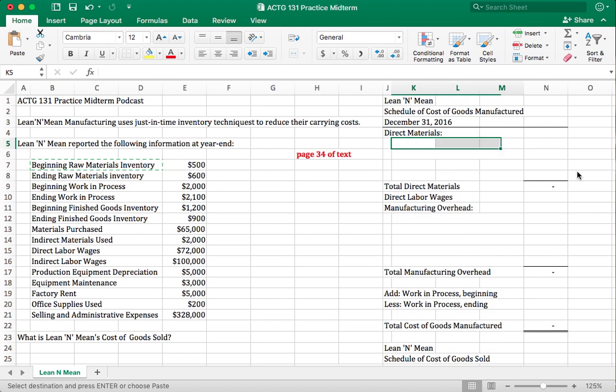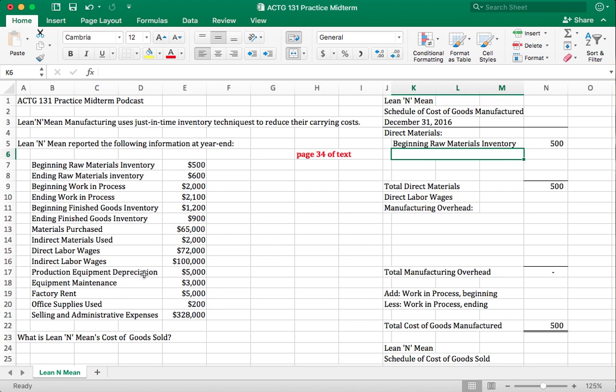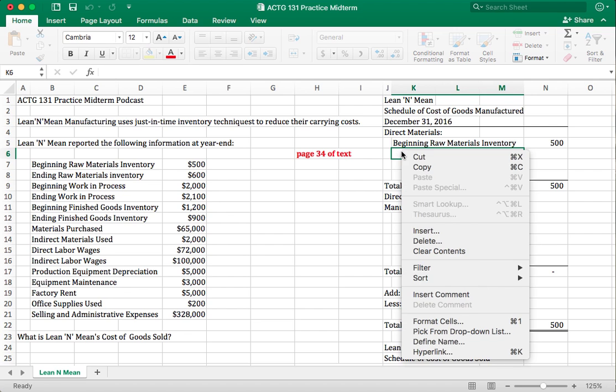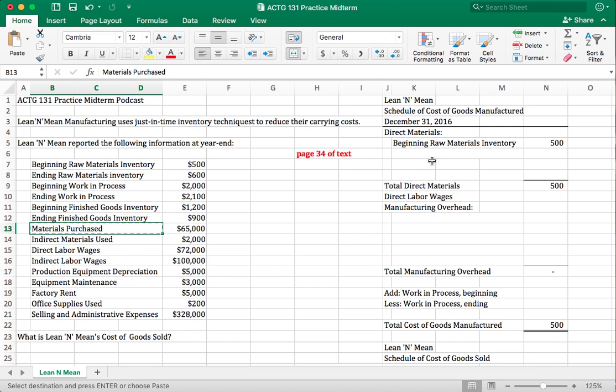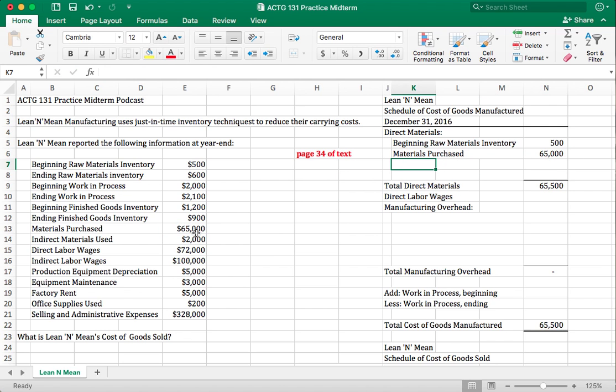So let's pop that in and get the number. Our next addition is the materials purchased, because you start with the beginning, you add whatever you purchase. See, I missed it, so let's do it one more time. And that is $65,000.